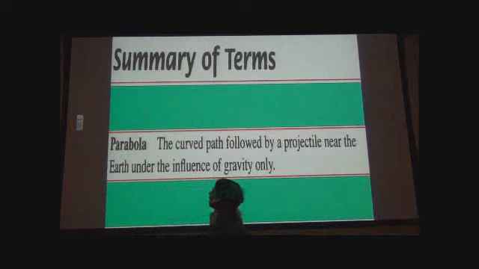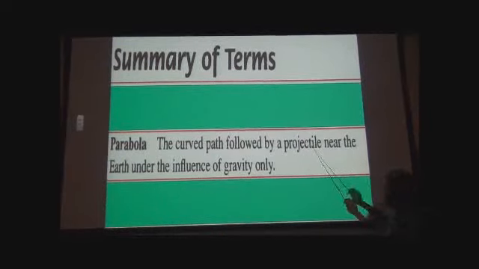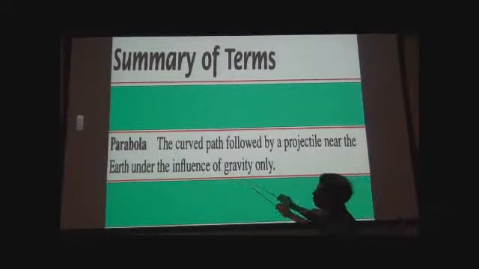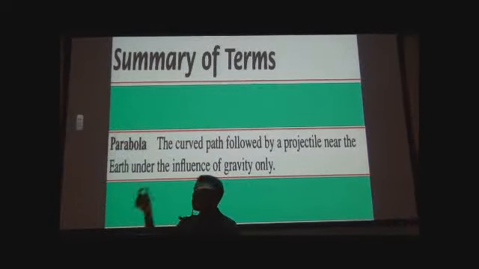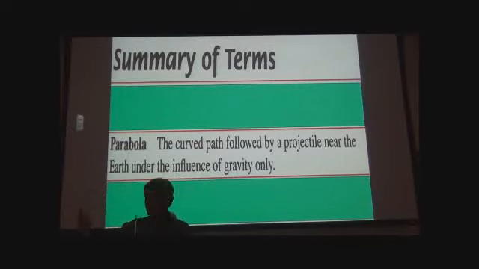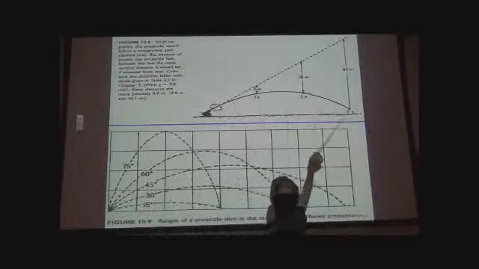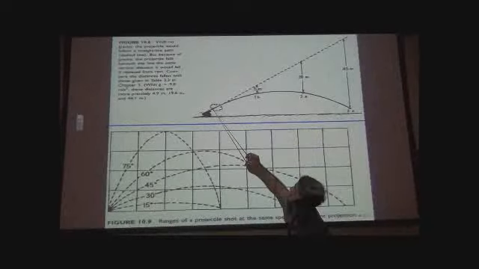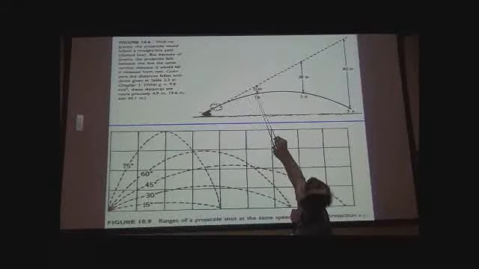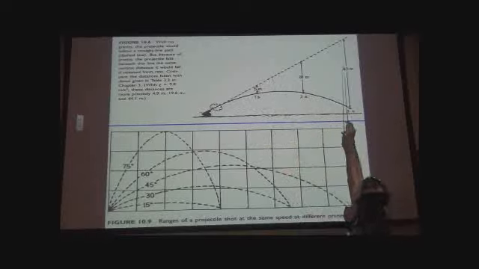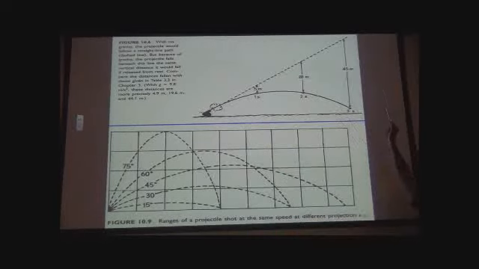Okay, a parabola is the curved path followed by a projectile near the earth under the influence of gravity, and that's basically a section, a cutout, a snip-out part of an ellipse. So here is an example of a parabola. Here's a cannon. It shoots a cannonball. Now, if there were no gravity, the cannonball would follow the dashed trajectory, right? So it'd travel in a straight line indefinitely. Would this cannonball ever reach infinity?